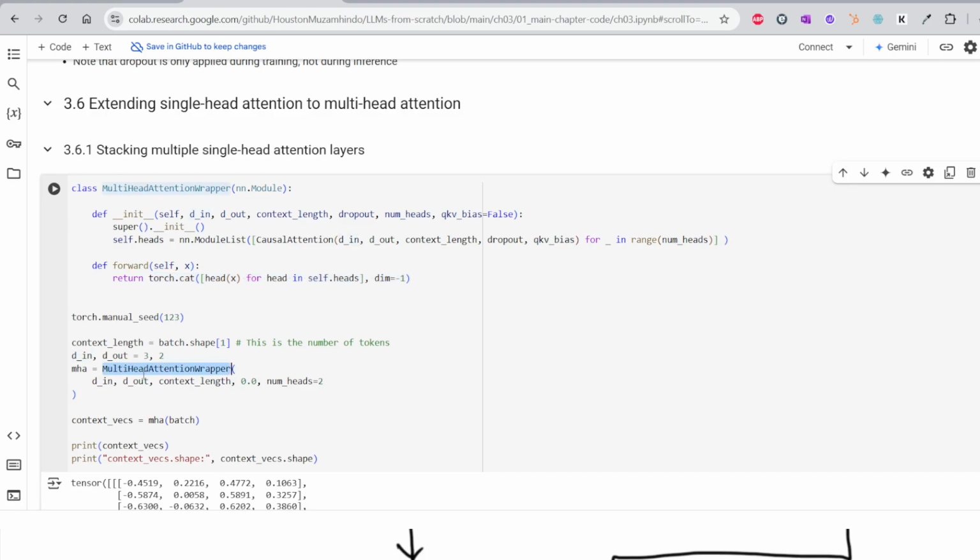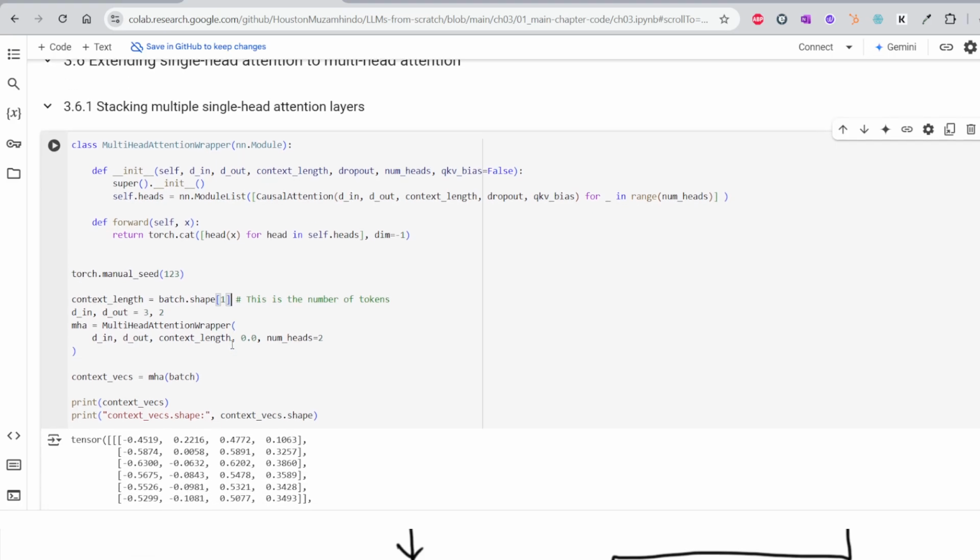Here we just create our object. We are going to use our D in 3 and our D out 2 like we have been doing, and our context length the same thing, all that we've been doing. I think in our case it was 6 tokens. For number of heads, we're going to use 2. And then we calculate our context vectors.